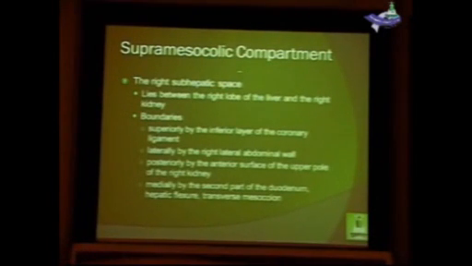The right subhepatic space lies between the right lobe of the liver and the right kidney. It lies actually inferior to the right lobe of the liver. The boundaries of this space: it's bounded superiorly by the inferior layer of the coronary ligament, laterally by the right lateral abdominal wall, posteriorly by the anterior surface of the upper pole of the right kidney, and medially by the second part of the duodenum, the hepatic flexure, and the transverse mesocolon.